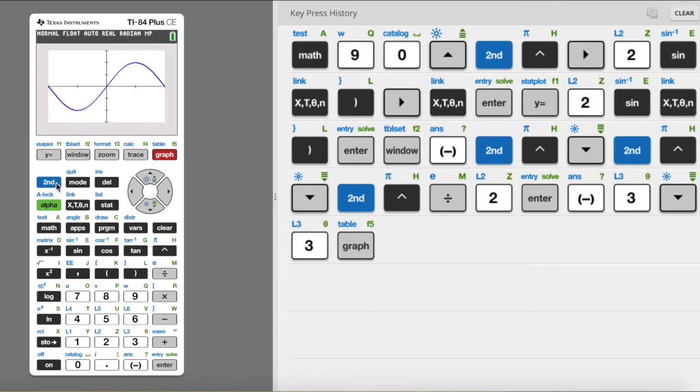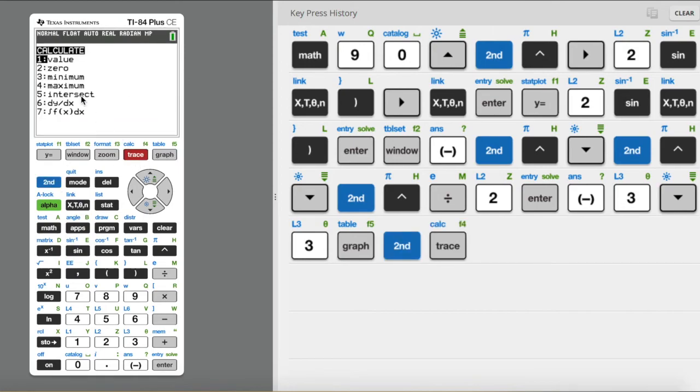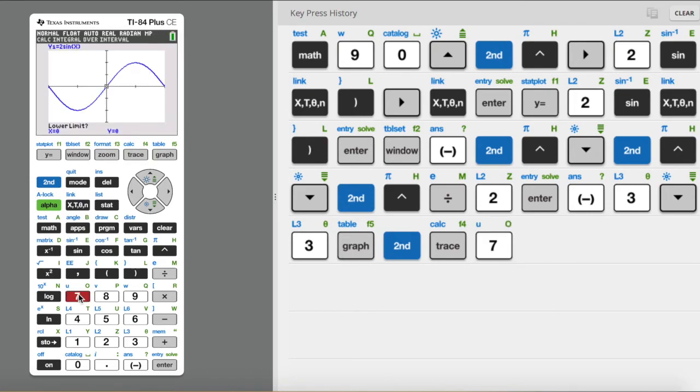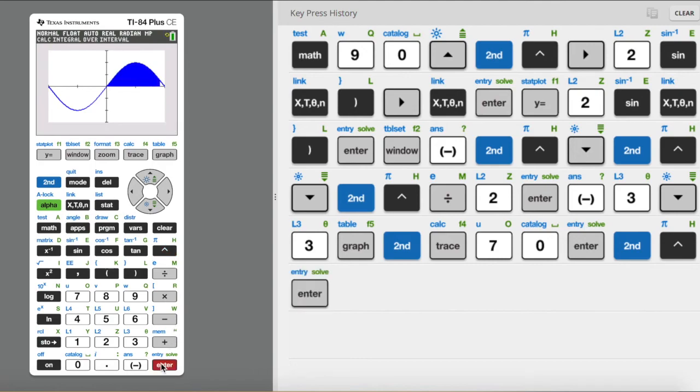So let's go to second function trace, where you'll notice 7 gives you the option to calculate the integral. Lower limit is 0, upper is pi, enter. It will show you the area between the curve and the x-axis and also the value of the definite integral, which is 4.